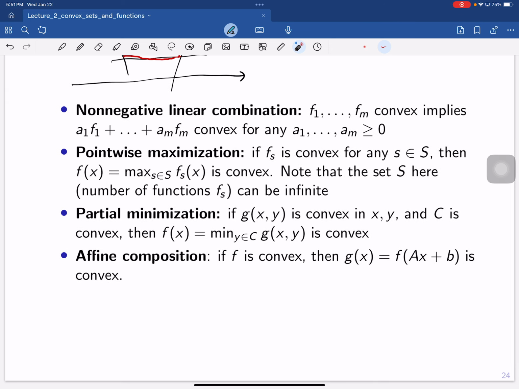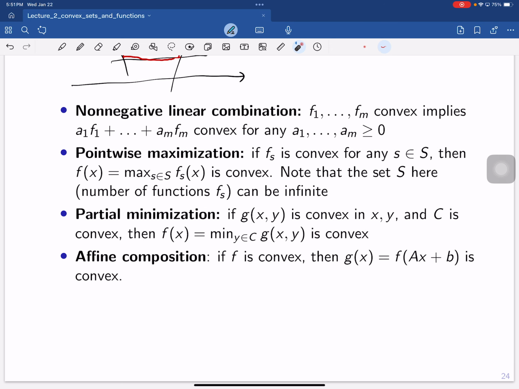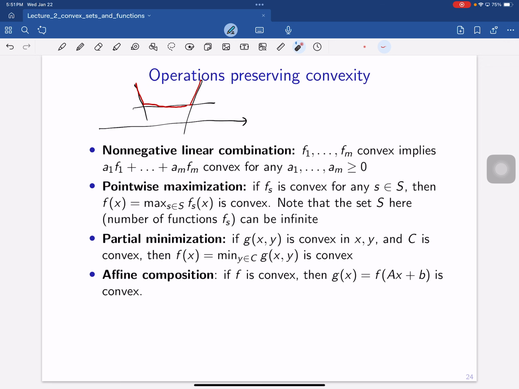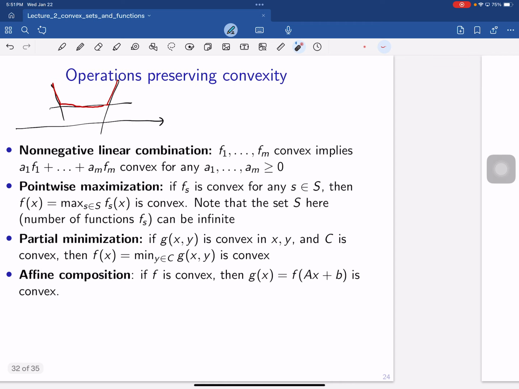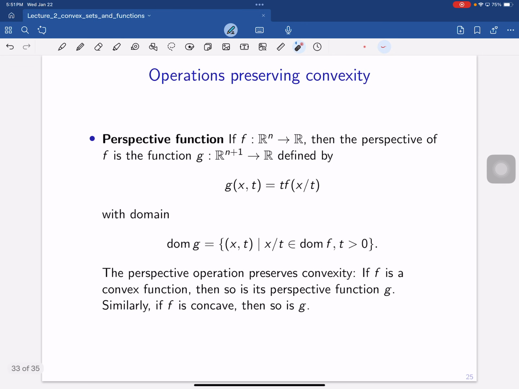Then affine composition, this should be straightforward. You take an affine function of x, then the resulting function is convex. Similarly, with respect to perspective operations, a perspective function also preserves convexity. In some algorithms, the perspective function is used. For now, you could try to prove that, and then if we need to use this property, I will revisit this concept again. Okay.